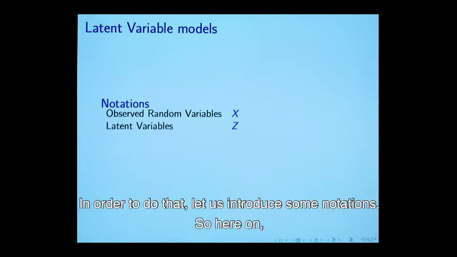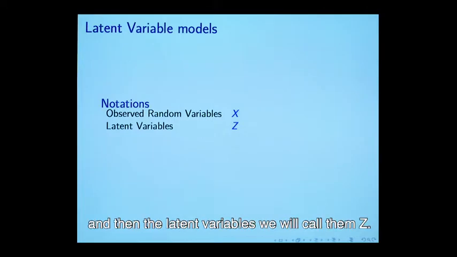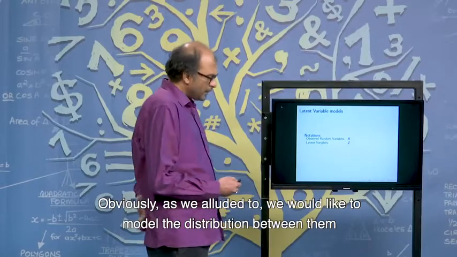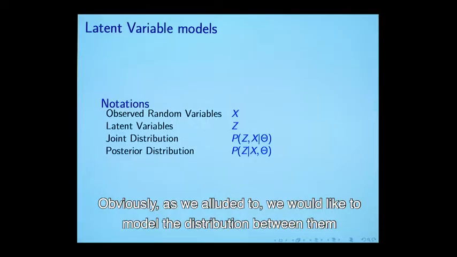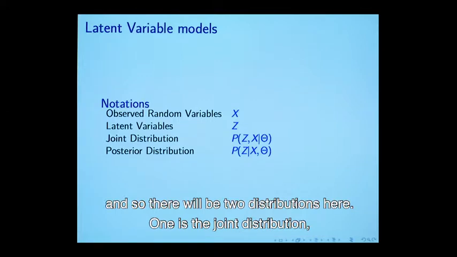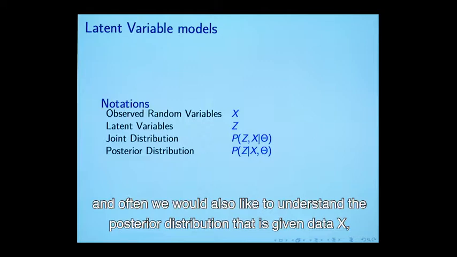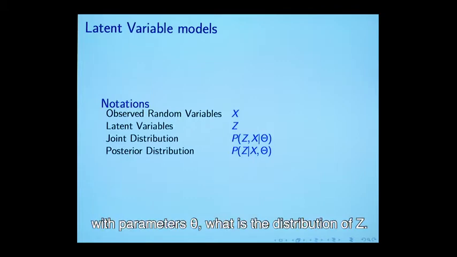Now, to do that, let us introduce some notation. From here on we will call the manifest or observed random variables x, and the latent variables z. As we alluded to, we would like to model the distribution between them, so there will be two distributions here. One is the joint distribution, which we will write as the distribution of z and x, parameterized by the model parameters theta. We would also like to understand the posterior distribution, that is, given data x with parameters theta, what is the distribution of z.